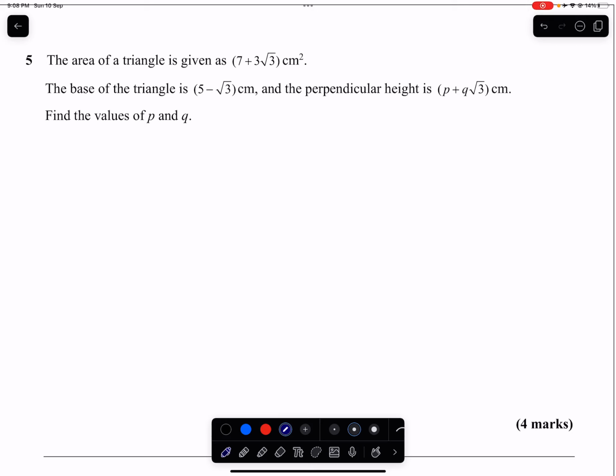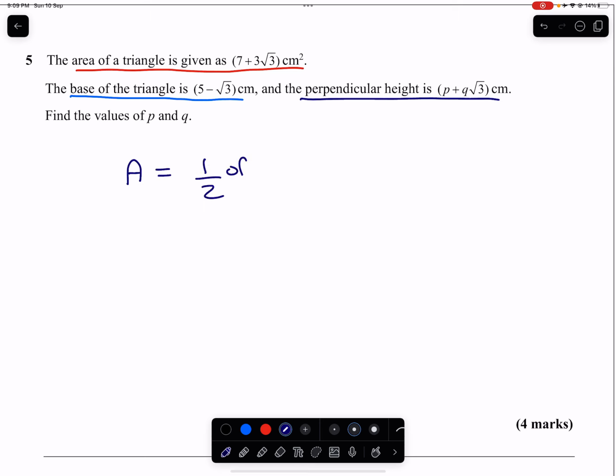Question 5, we are given the area of a triangle as 7 plus 3 root 3 centimeters squared. We are told that the base of this triangle is 5 minus root 3, and we have an unknown, or at least partly unknown, perpendicular height in the form of p plus q root 3. The thing that links all three of these together is the formula for the area of a triangle, which is half of base times height.